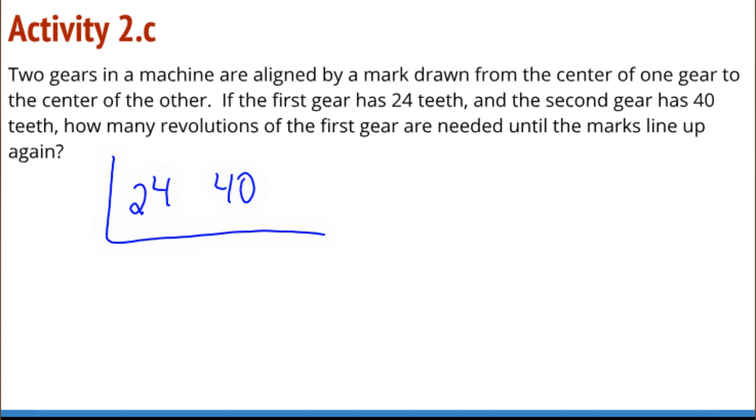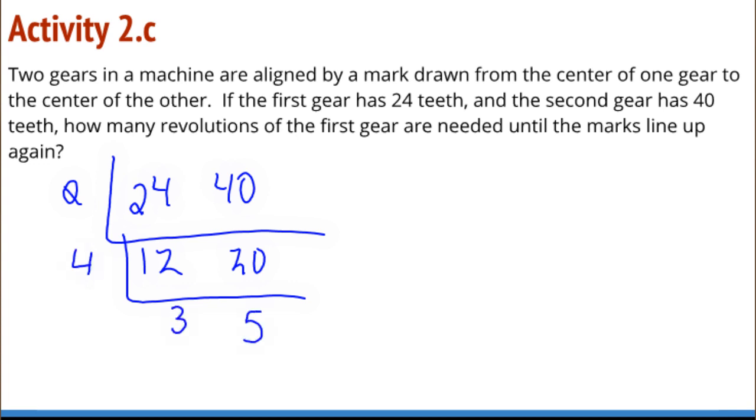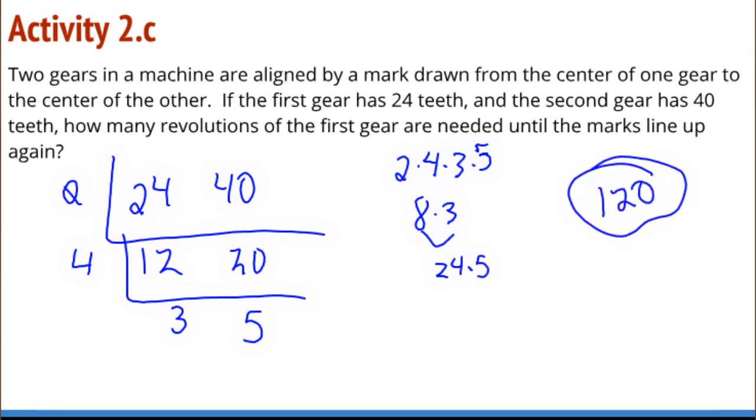Well, I can divide these both by 2, which will give me 12 and 20. And I can divide both of those by 4, which will give me 3 and 5. So I've got 2 times 4 times 3 times 5. 2 times 4 is 8. Times 3 is 24. Times 5 is 120. So they are going to line up again at 120.